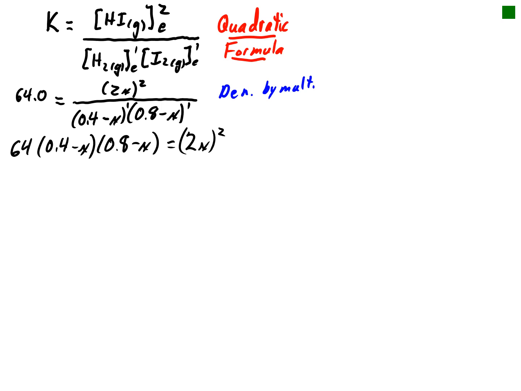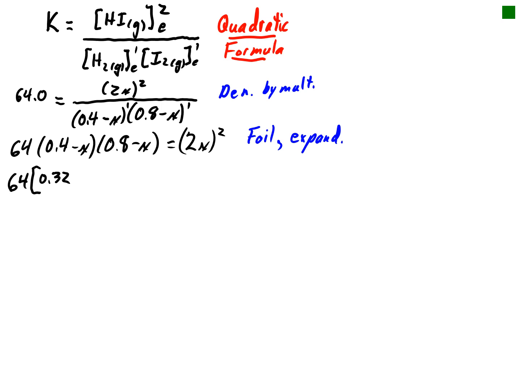This time I'm going to use FOIL on the left and expand. For those of you who have forgotten or weren't taught what FOIL stands for: first, outside, inside, and last in that expression. Because I'm going to deal with the 64 after because it'll be easier and less work. So I'm going to have 64, I'm going to use a nice big square bracket, 0.4 times 0.8 is 0.32.